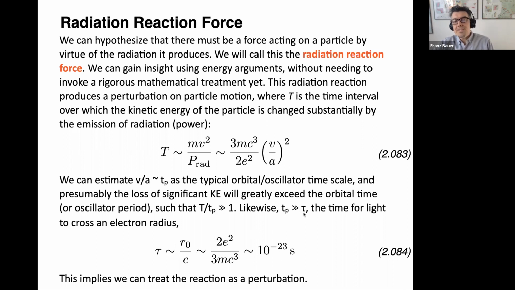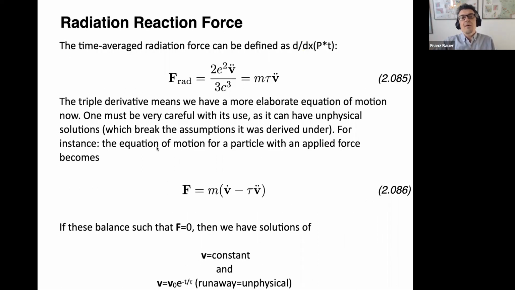So this has to be larger than this has to be larger than this. And this implies we would treat this as a perturbation. And so we'll have a time average radiation force, which is going to be defined by the spatial derivative of this energy radiated times time. Right, so this is the total amount of energy, this is the spatial derivative, so it should be a force.